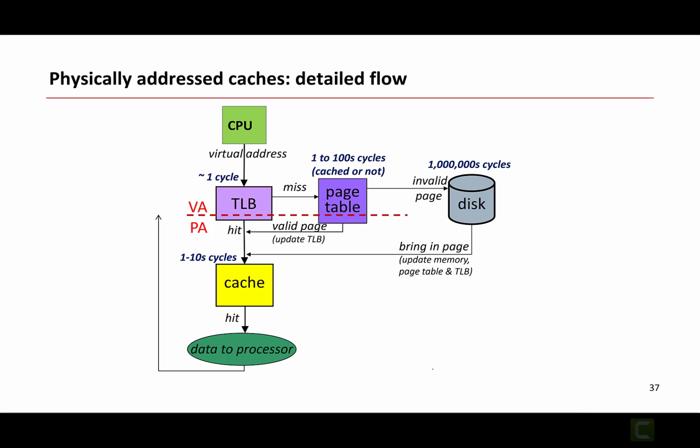It seems like you would spend a lot of time doing page table lookups and disk lookups, but keep in mind that TLB misses are very, very rare. So the most common path you take is TLB access, hit, cache. Most of the time it's a hit, and you return the data.